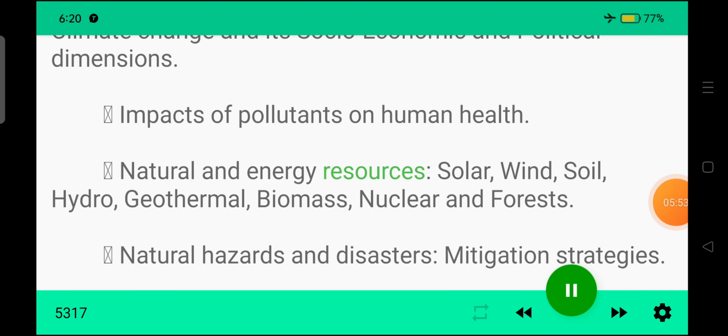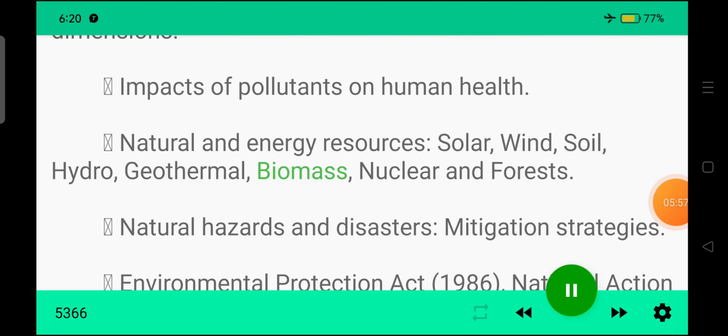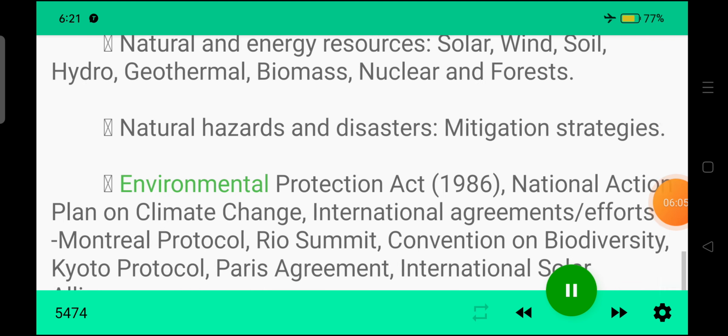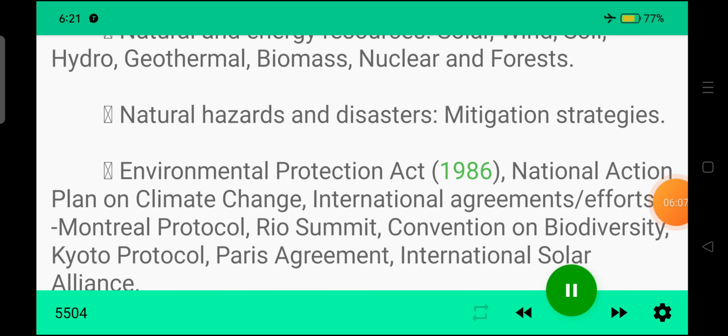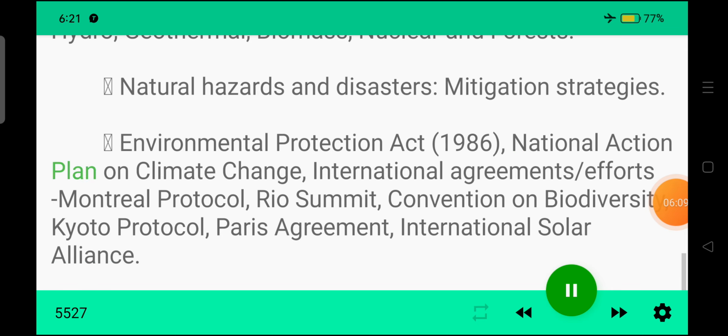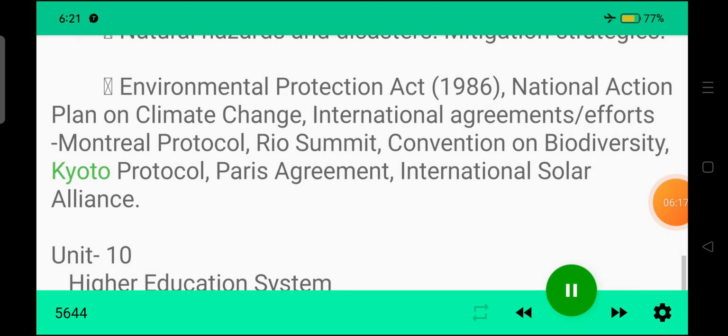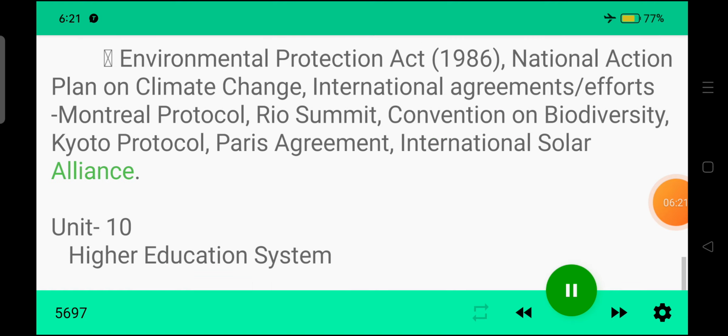Natural and energy resources, solar, wind, soil, hydro, geothermal, biomass, nuclear and forests. Natural hazards and disasters, mitigation strategies. Environmental Protection Act 1986, National Action Plan on Climate Change, International Agreements and Efforts: Montreal Protocol, Rio Summit, Convention on Biodiversity, Kyoto Protocol, Paris Agreement, International Solar Alliance.